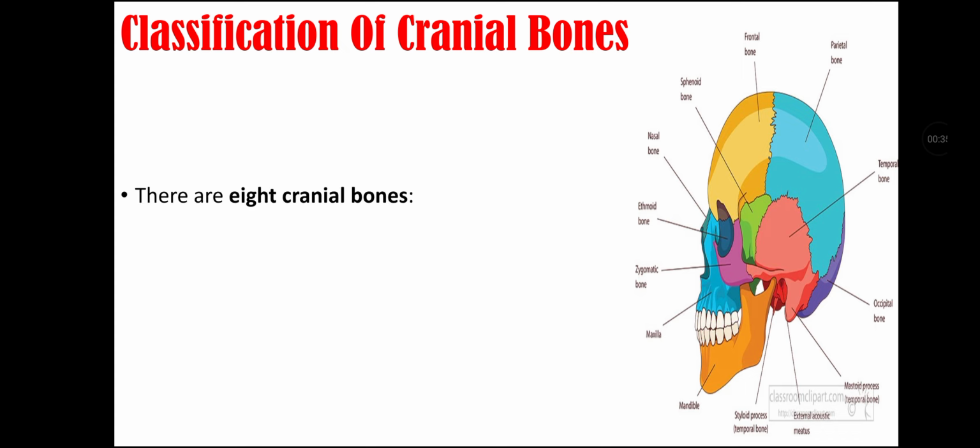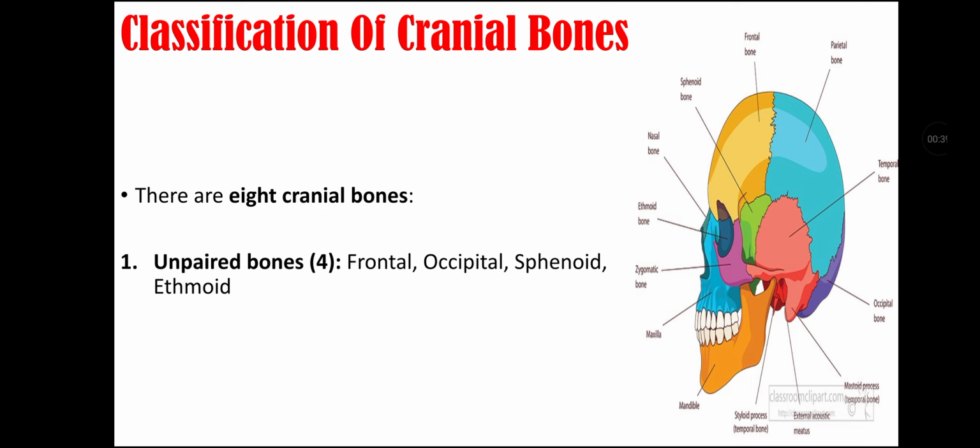Classification of cranial bones. There are 8 cranial bones in total that include 4 unpaired bones and 4 paired bones. 4 unpaired bones include one frontal bone, one occipital bone, one sphenoid bone, and one ethmoid bone, while 4 paired bones include 2 parietal bones and 2 temporal bones.